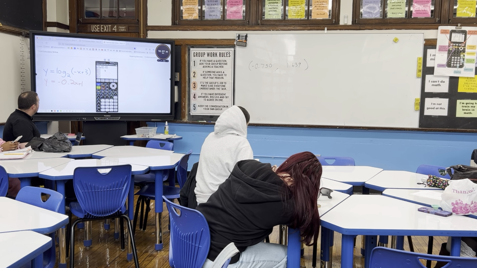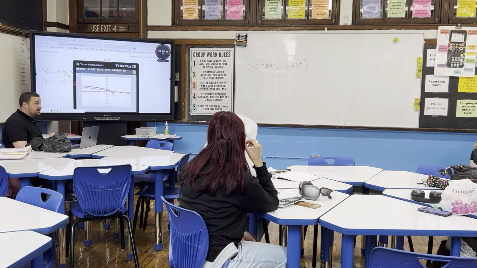On the screen that we have right here, how many points of intersection do we see? 1. But who thinks that there actually might be more than one point of intersection for these two graphs? I do. Why do I think that there might be more than one point of intersection for these graphs? On the left side. See how these two lines look like they're approaching each other?